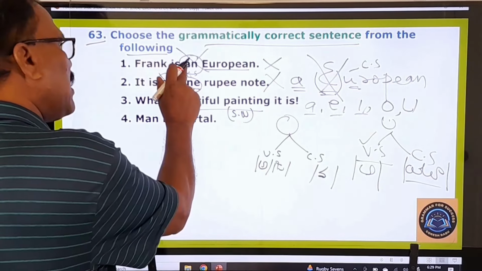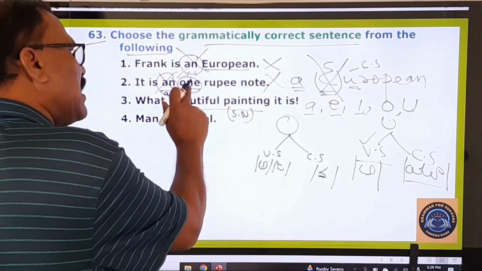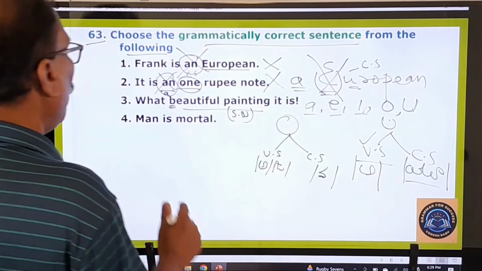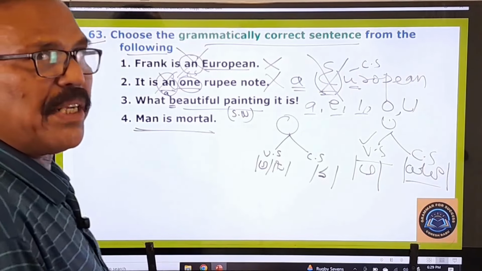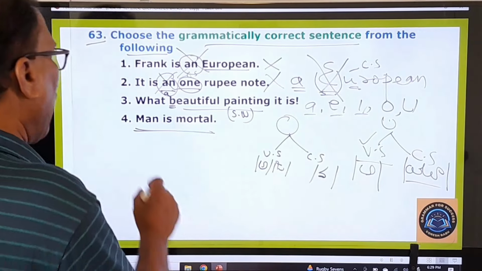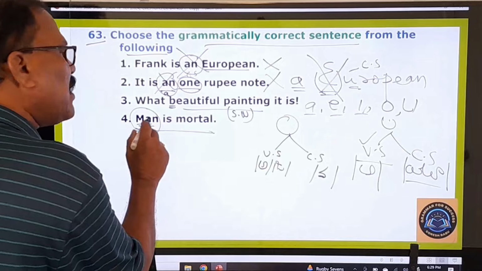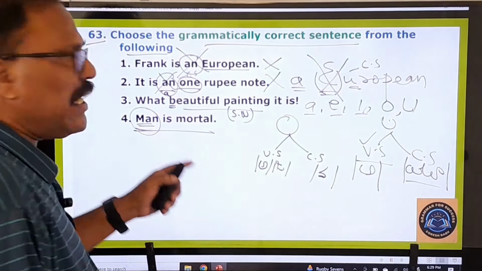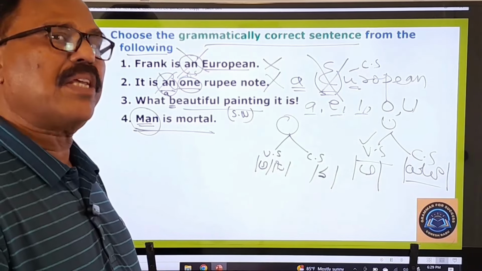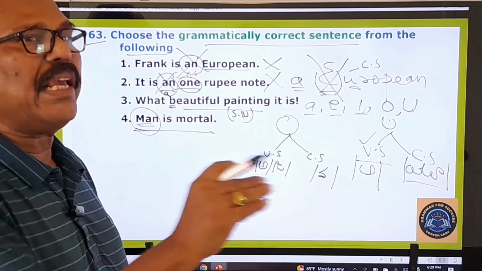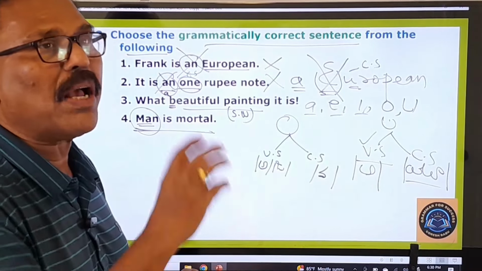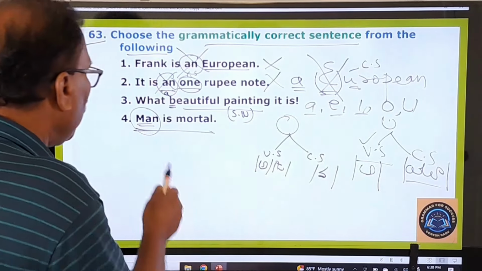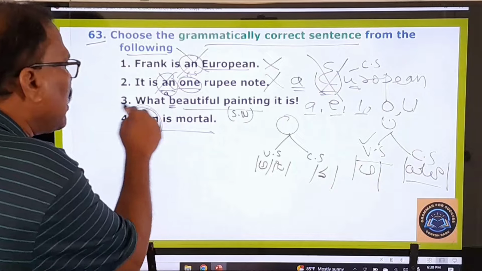And here first sentence is grammatically incorrect, second sentence is grammatically incorrect, third sentence is grammatically incorrect, and only this fourth sentence is grammatically correct. Because man is mortal. Of course, this man is used in the wider sense. If it is used in a general sense, then you can use a or an before that. He is a good man. Oka manchi vyakti. He is a gentleman. Okay, A.